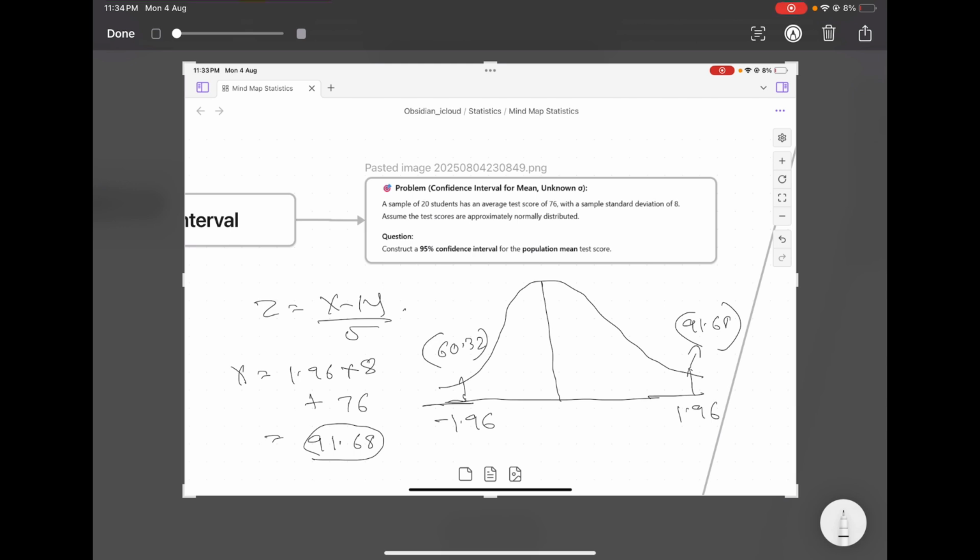So with 95% confidence, you can say that the scores lie between 60.32 and 91.68. So this is how you find the confidence interval.